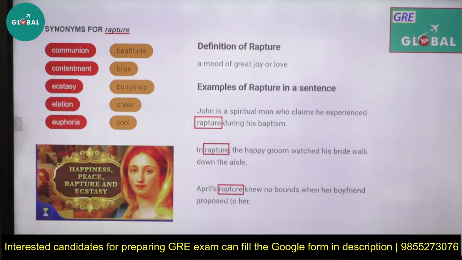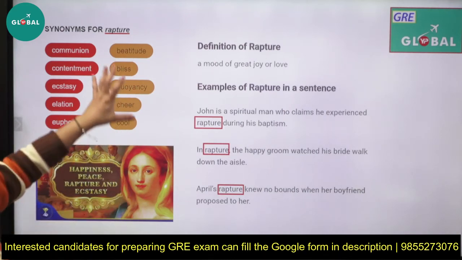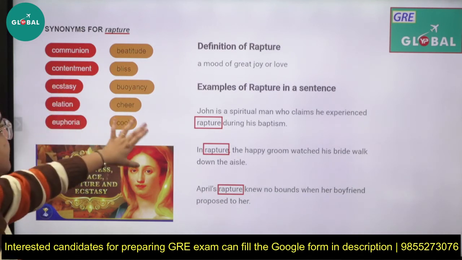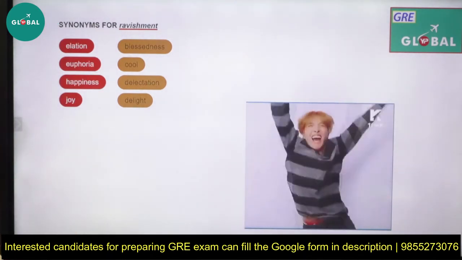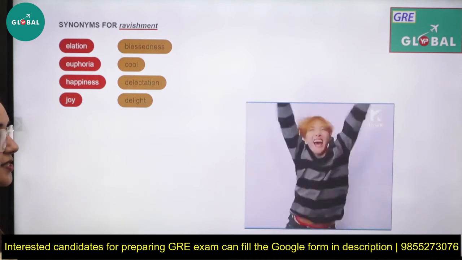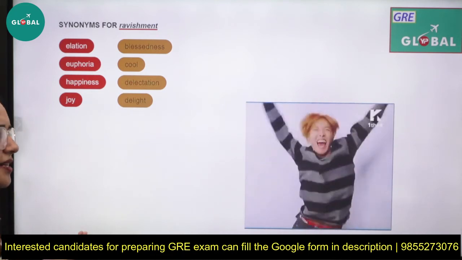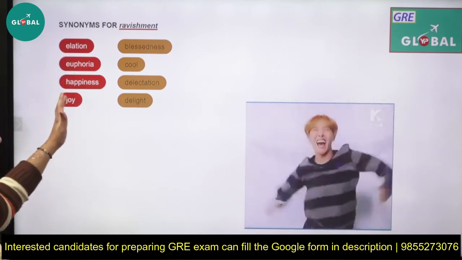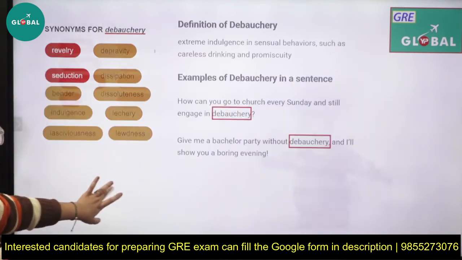So then rapture, rapture is a kind of a mood of great joy or love, बहुत खुश होना, intensely. John is a spiritual man who claims he experienced rapture during his baptism. So it is cheerful, bliss, buoyancy, cheer, cool. Ravishment, I told you, it can be in both the ways. It can be a forceful removal. It can be the intense state of joy also, right? So it can be delight, joy.